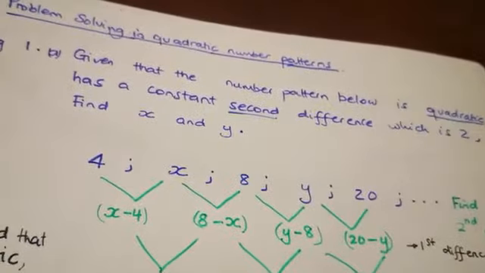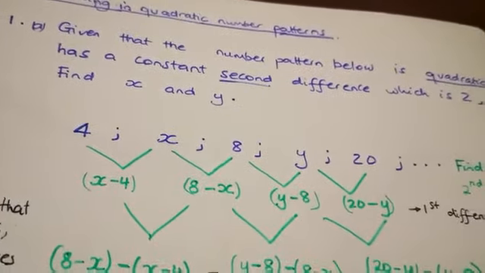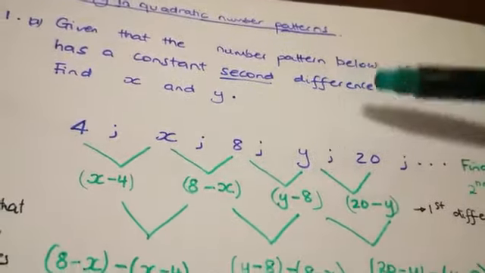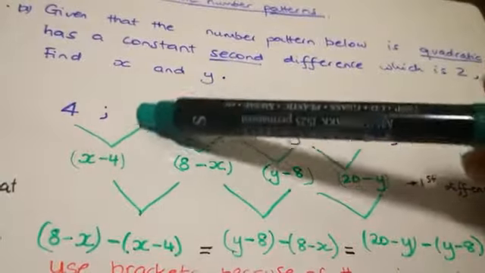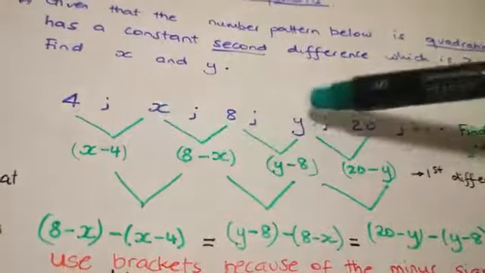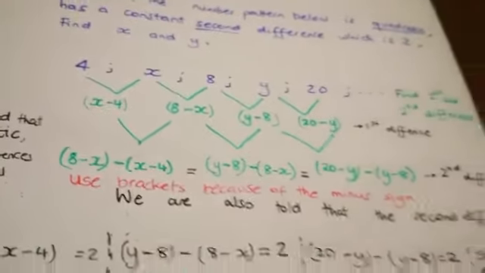It says here, given that the number pattern below is quadratic, it has a constant second difference of 2. Find x and y. So the question would look like this, and as you can see, there's an x here, there's a y. So that means these are missing terms that you must find. So how do we do that?